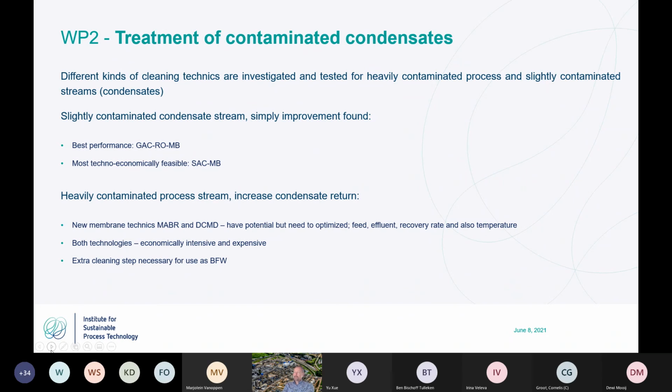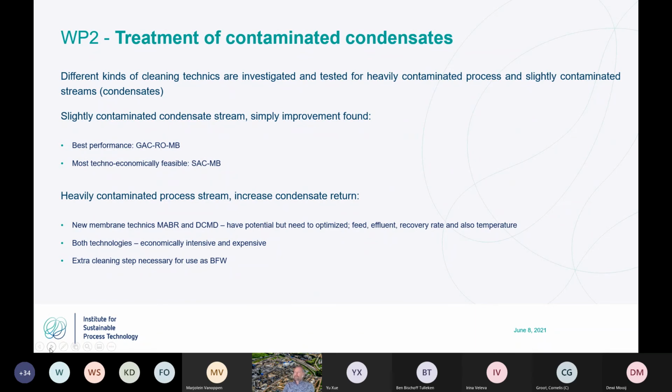These membrane techniques are feasible and have potential, but further investigation is needed, based on what kind of feed you have, how to treat the effluent, higher recovery rate, and also in relation to temperature. For heavily contaminated process streams, these membrane technologies are feasible, but they are also economically intensive and expensive. But the water that comes out of this membrane treatment you can use as cooling water, or as fire extinguishing water, or give it back to the process stream.